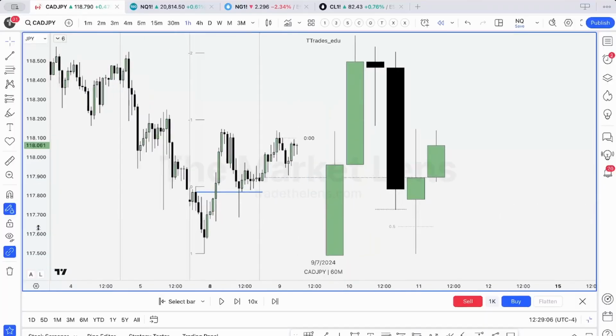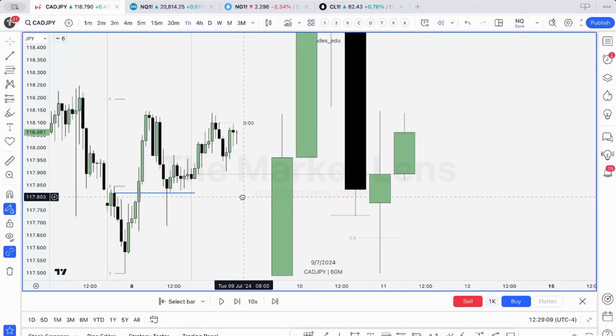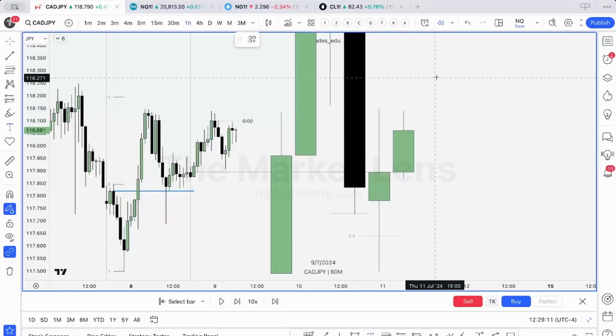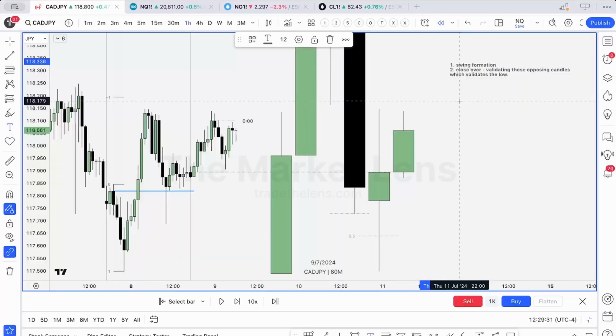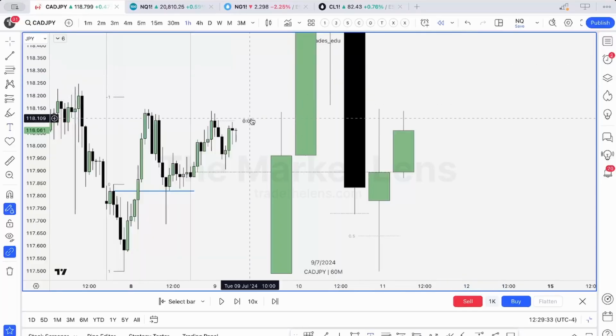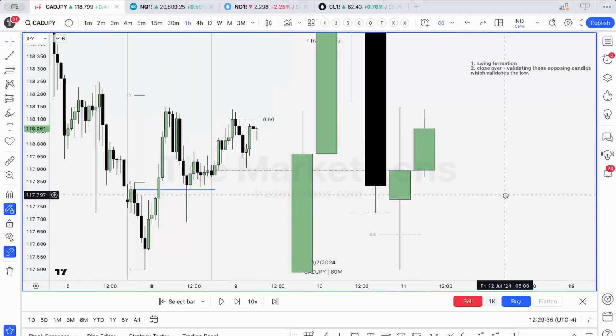Now with that, there is a reversal pattern that I look for. And what is that? The first thing we get is a swing formation, right? And then the next thing is a close over, validating those opposing candles, which validates the low, right? So what do I mean by that? So I will leave that up there actually for now.